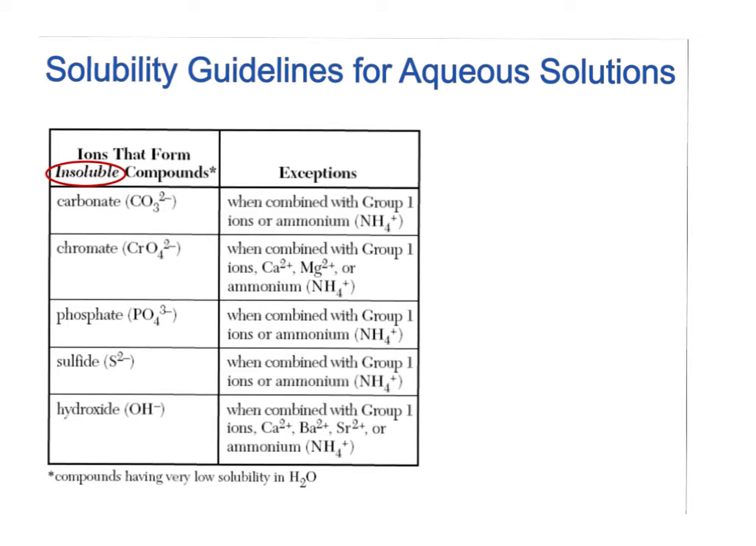However, when those ions happen to be standing next to the exceptions, then the ionic compound formed by this ion and that exception would be a soluble compound. Let's look at some examples.